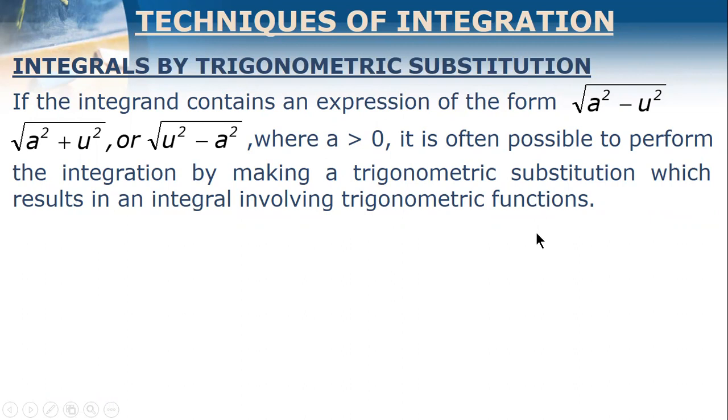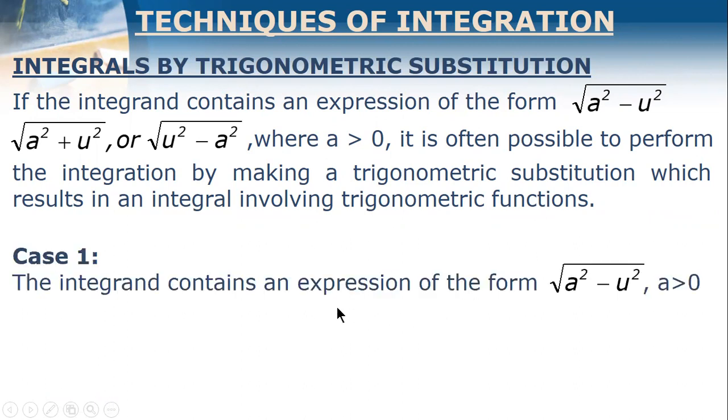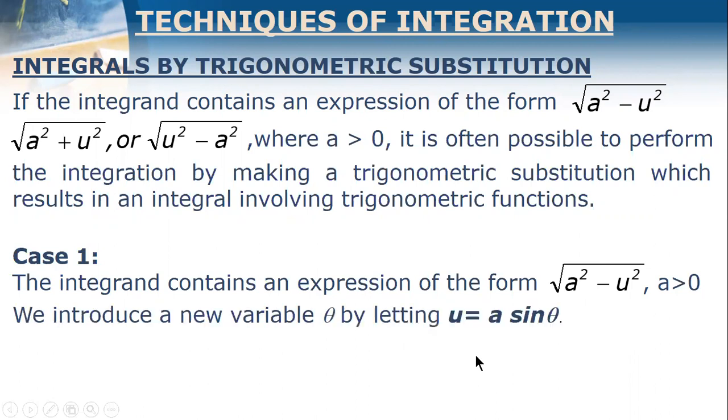Okay. So, there are three cases involved here. The first case is when the integrand contains an expression of the form square root of a squared minus u squared, where a is greater than 0. So, the technique is to introduce a new variable theta by letting u equal to a sine theta.